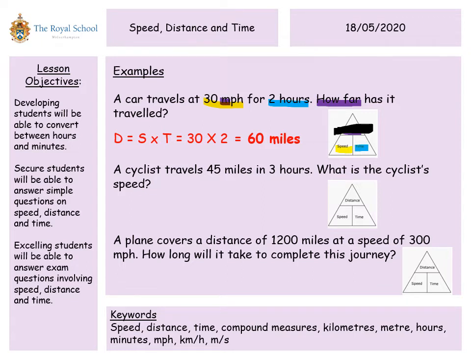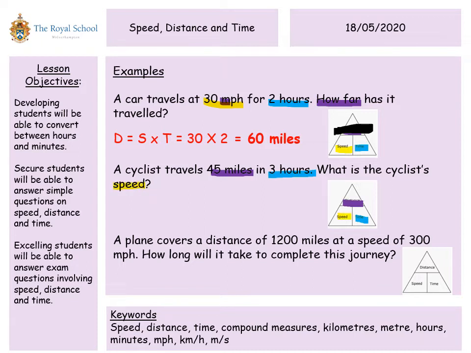A cyclist travels 45 miles in 3 hours. What is the cyclist's speed? So we can see here that we've been given 45 miles, so we've got a distance. We've been told that that's happened in 3 hours, so we've got ourselves a time, and we are being asked to work out a speed.